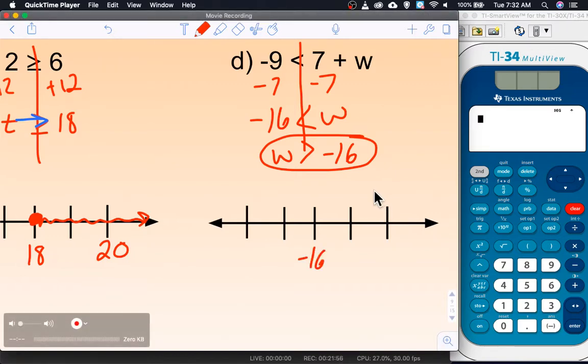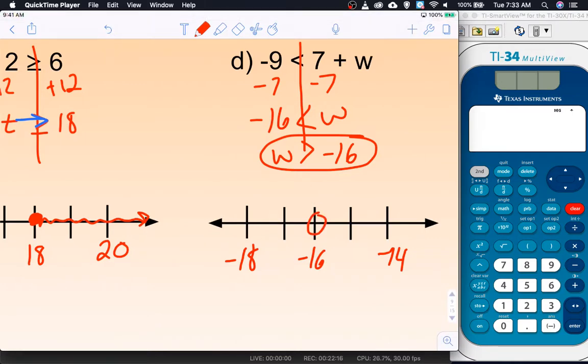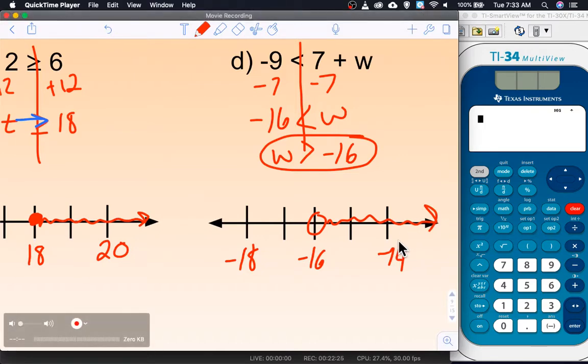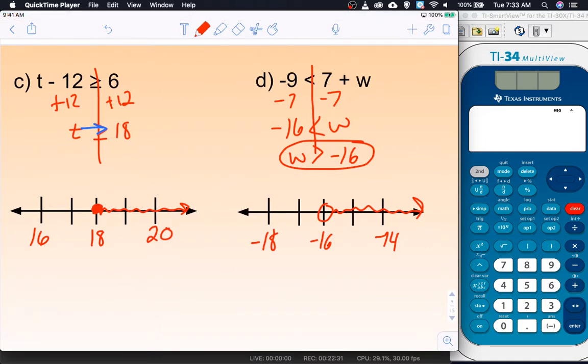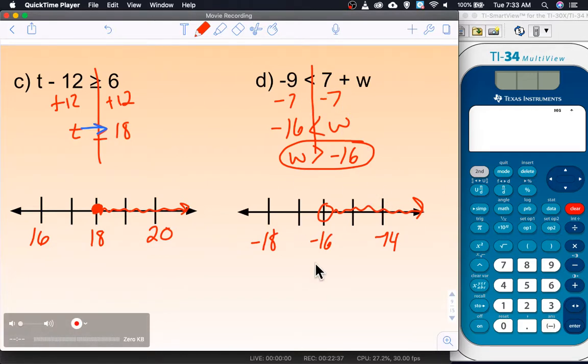-16. Paying attention to negative land. -16, -15, -14. And then this one would be -18. At -16, I'm going to get a hollow dot. There's no or equal to line, so this gets a hollow dot because -16 is not a solution. And I'm shading to the right. I'm shading greater than. All of these numbers are bigger than -16. You see? Fairly quick, fairly easy. Just like solving an equation up top, with the added step of graphing down below.